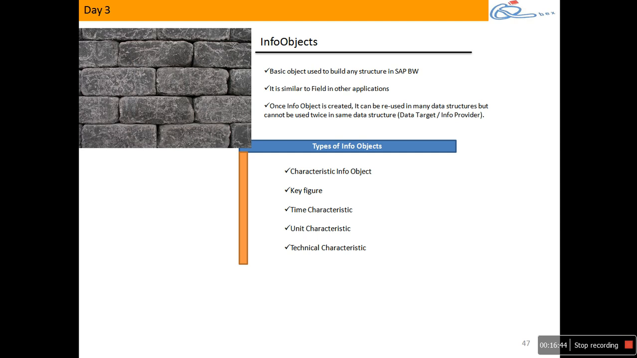Now the same thing in BO you refer to as dimension and characteristic. Then there is something called key figure. When you say key figure, it's something which can be quantified, which can be measured. Key figures are those information on which you can perform aggregation functions. That aggregation function could be sum or min or max or whatever it is.